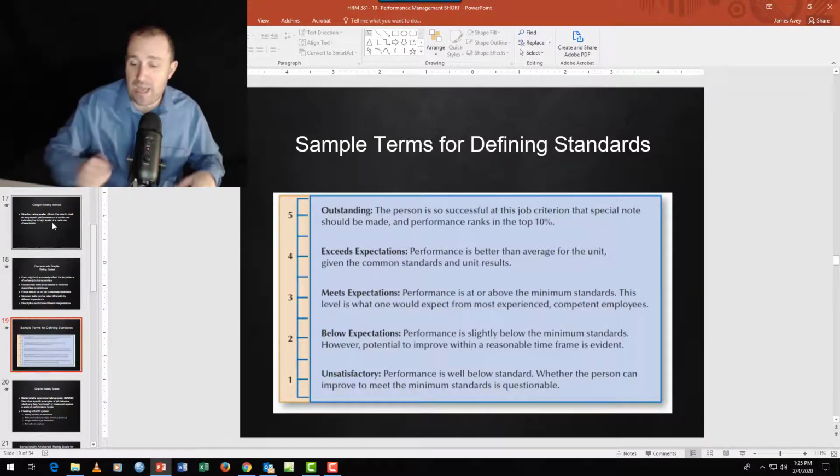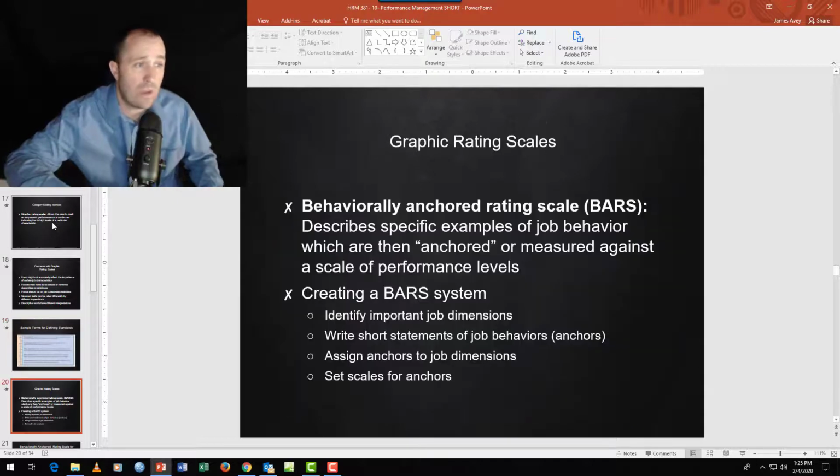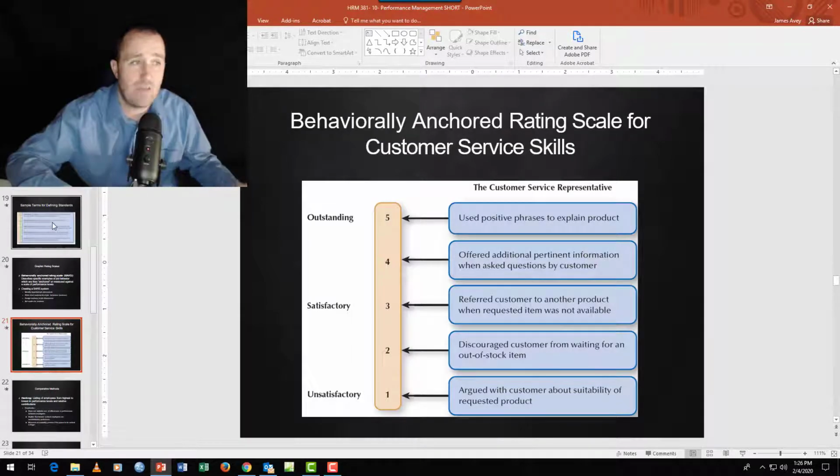You have to somehow normalize that data when you end up coming together. Probably the most valid approach with a graphic rating scale would be what's called behaviorally anchored rating scales, or BARS, another one of the HR acronyms. The purpose of BARS is to create the anchors, but not set on expectations, to be set on actual behaviors. So here's an example in terms of customer service. Outstanding service exceeds expectations. Outstanding service, in this case, is use positive phrases to explain a product.